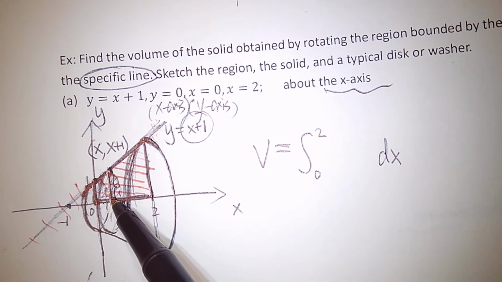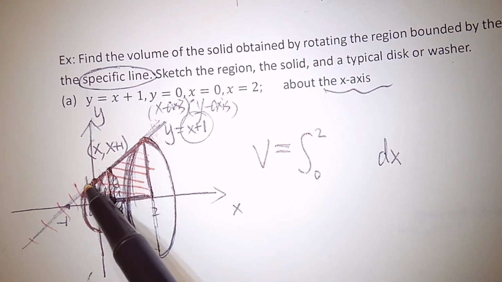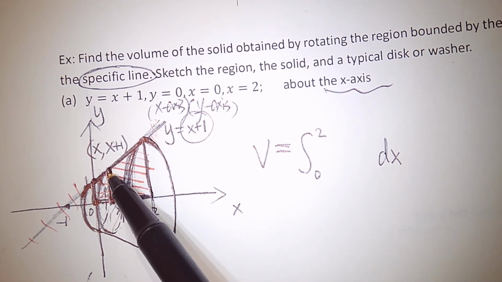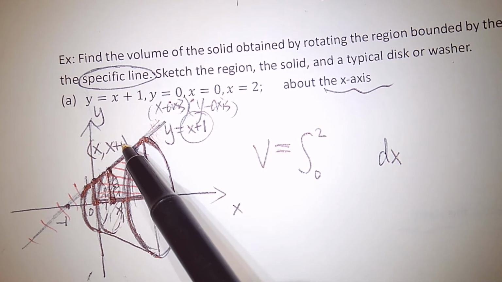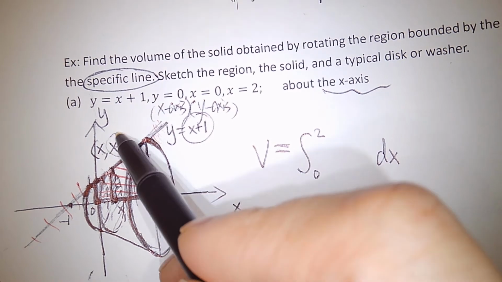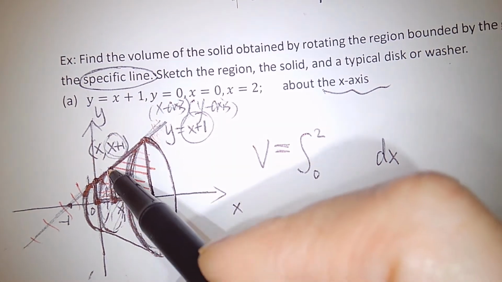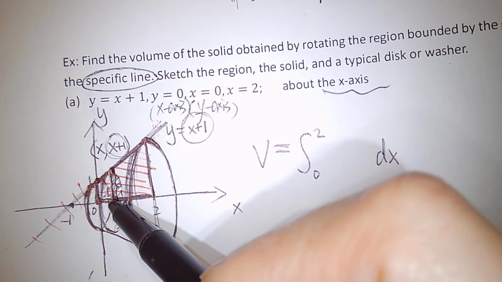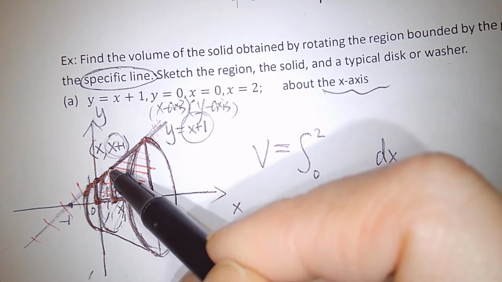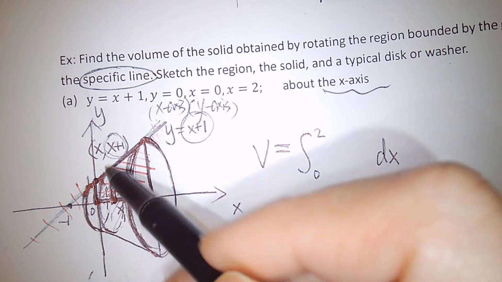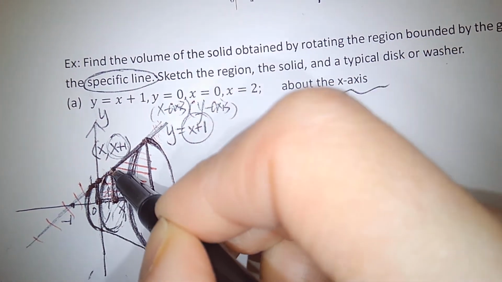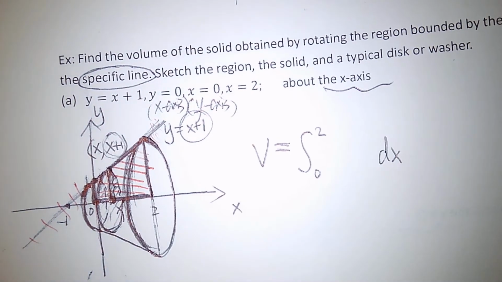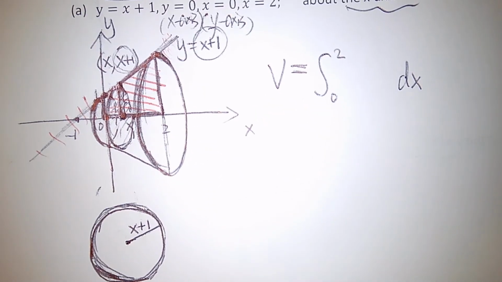Because this is when x equals x, and this point is on the line y equals x plus 1, so this point must have coordinate x plus 1. What is x plus 1? X plus 1 is the y value for this point, okay? And from 0 to x plus 1, this is the length of the radius of this disc, x plus 1.